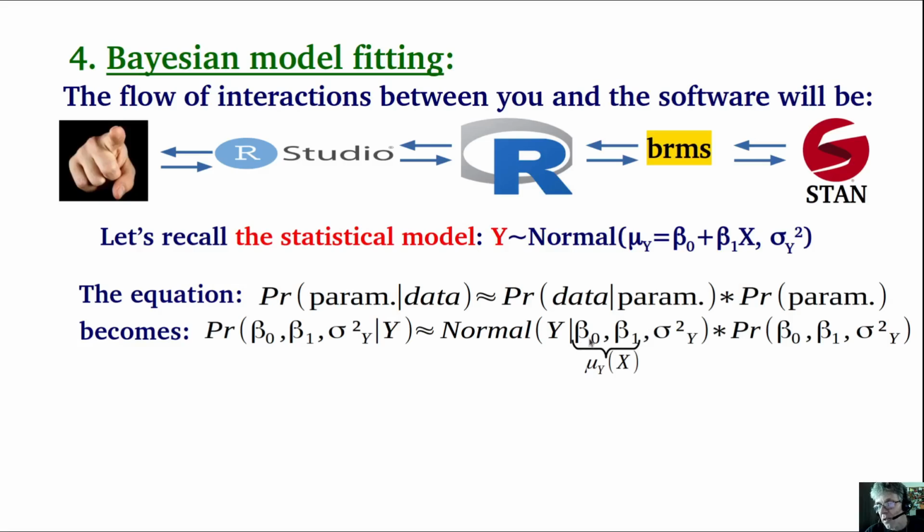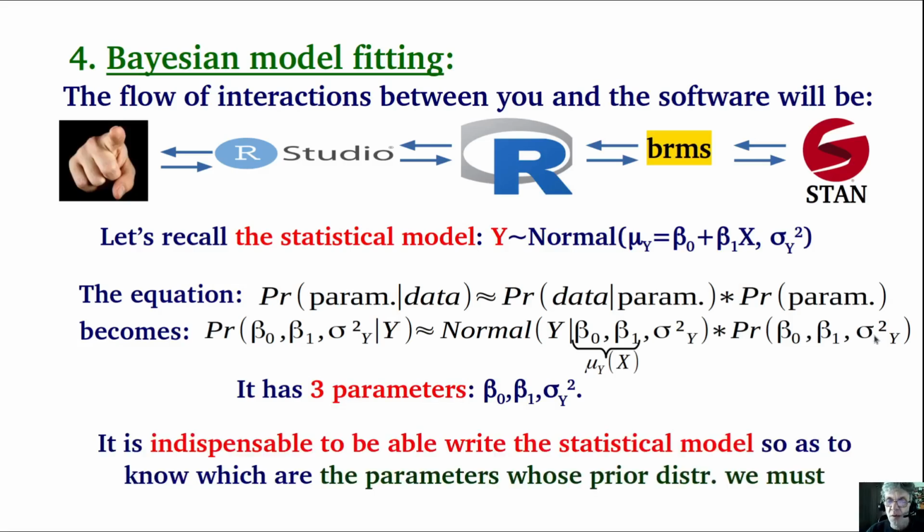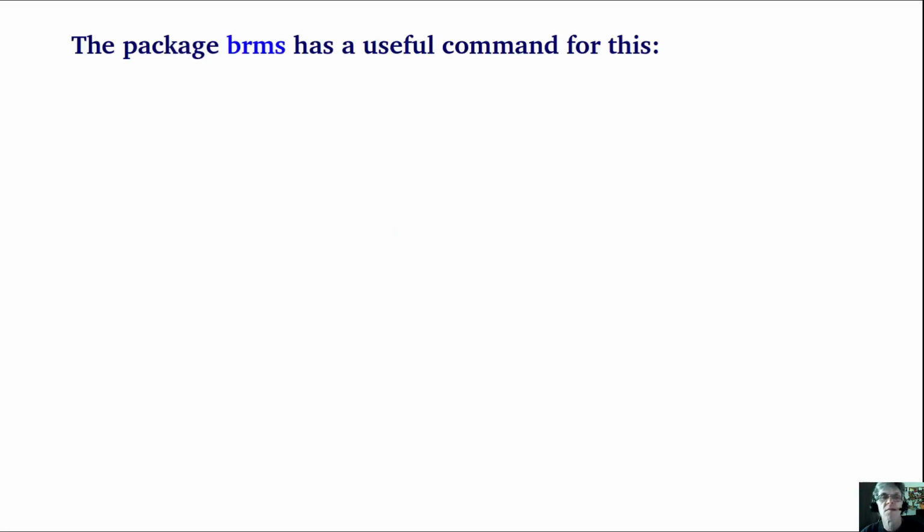I recall that the intercept and the slope, together with specific values of the explanatory variable x, give the mean of the normal distribution, and this is the joint prior of the three parameters that are in the model. So this model has three parameters, so it's indispensable to be able to write the model so that we know for which parameters we need to specify prior distributions. The package brms has a very useful command for this.